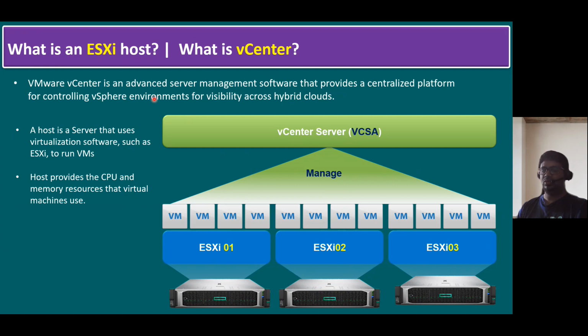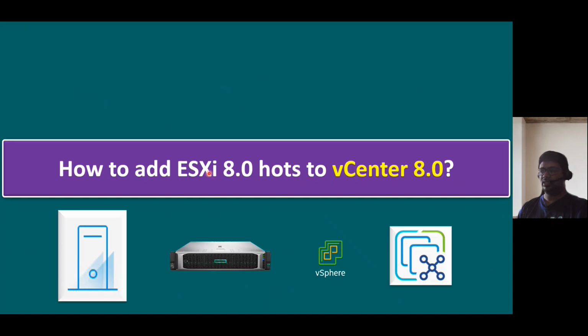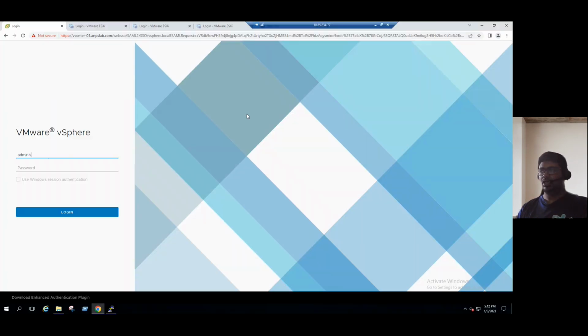Now let me show you how to add ESXi hosts. In our lab, we have three ESXi hosts. So I will show you how we can add the three hosts to the vCenter server. So let's quickly log into our lab system and log into our vCenter server. The vCenter server login is administrator@vsphere.local, and enter the password.